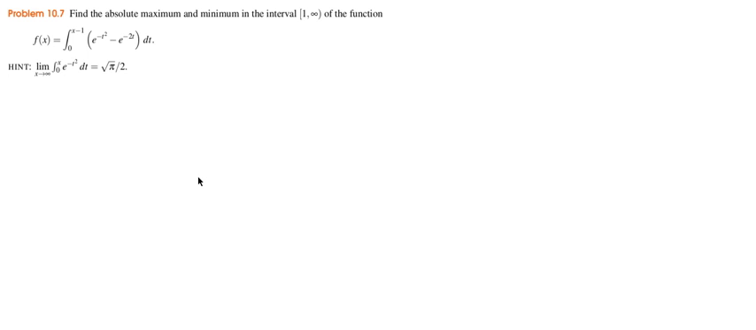Okay, problem 10.7: find the absolute maximum and minimum in the interval 1 to infinity of this function. F of x is the integral between 0 and x minus 1 of this integrand, right? And they give us a hint, but we will use it later.